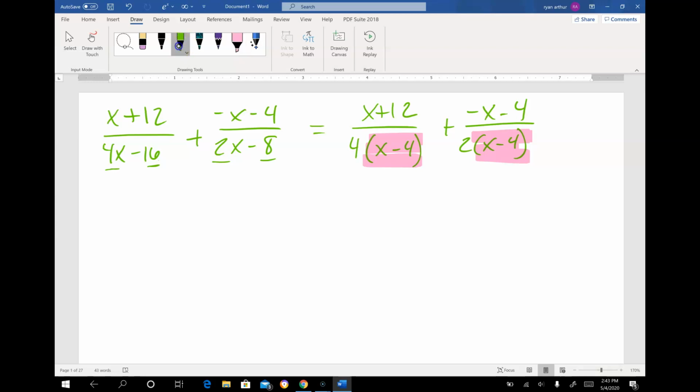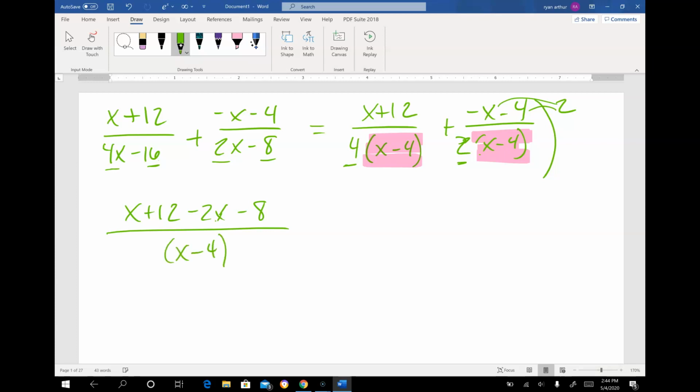So they looked really completely different, but they're actually very similar. And then when you looked at the coefficients, it's a 2 and a 4. Well, I can times 2 by 2 and get that 4, and that's all you have to do. So I'm going to distribute that 2, and I'm going to have x plus 12. 2 times negative x is negative 2x. And then 2 times negative 4 is negative 8. And then it's all over the common denominator, where the common denominator was definitely x minus 4. And I made that 2 look like a 4, so that's the common.